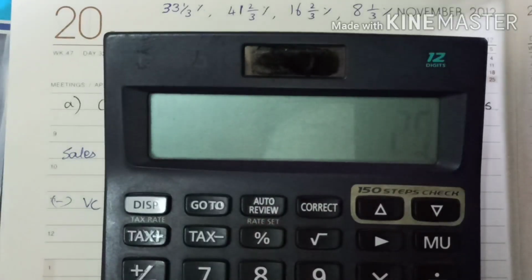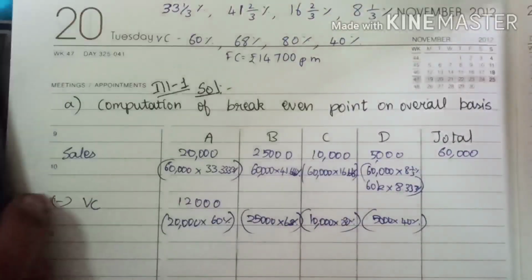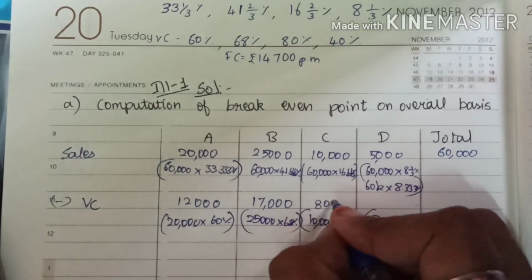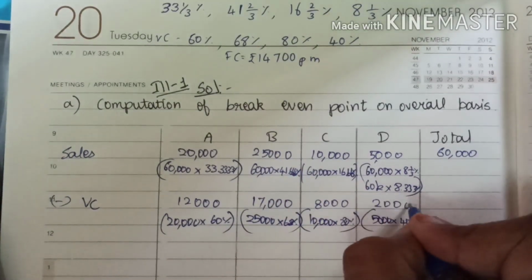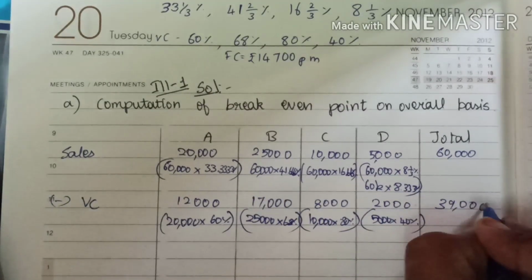25,000 into 68% is 17,000, and likewise 8,000 and then 2,000. If you add all these, you will get 39,000.